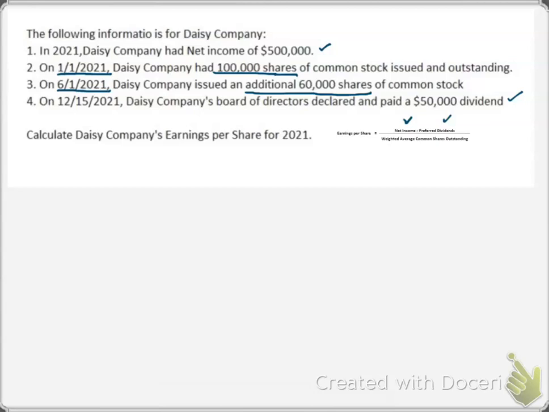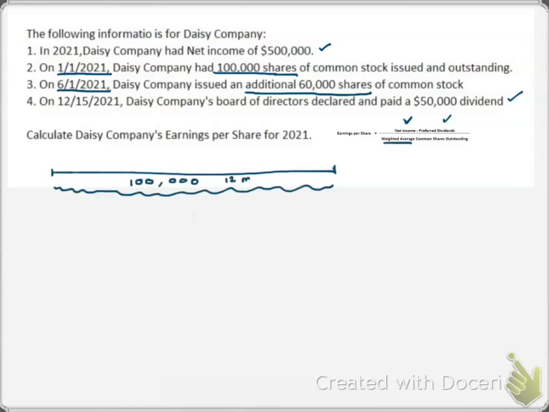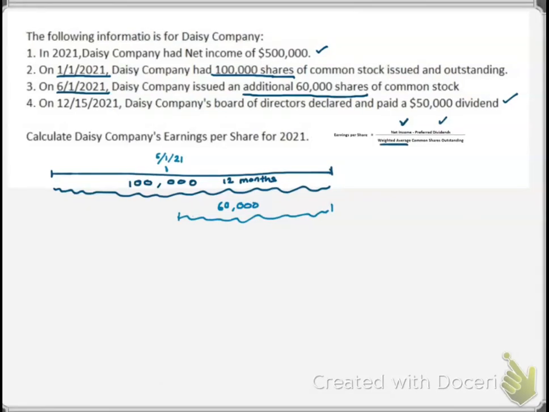Since the company didn't have the same amount of stock during the entire year, we need to calculate the weighted average amount of the common stock. Let's look at a timeline. When you draw a timeline, we know that they had 100,000 shares for the entire 12 months. Then on June 1st, they issued another 60,000 shares. These 60,000 shares were only held for 7 months.